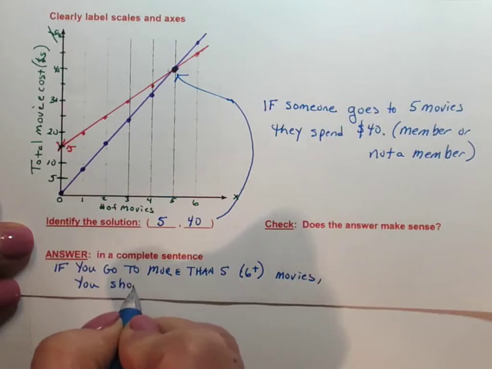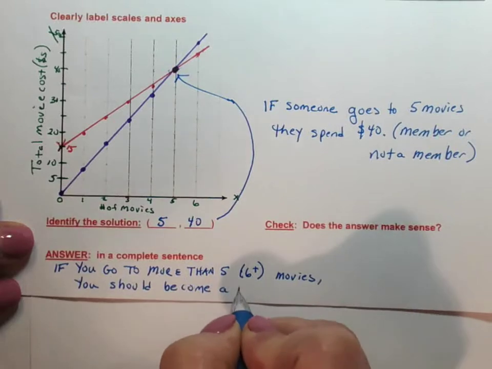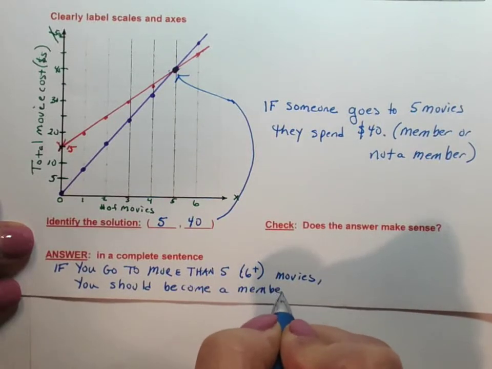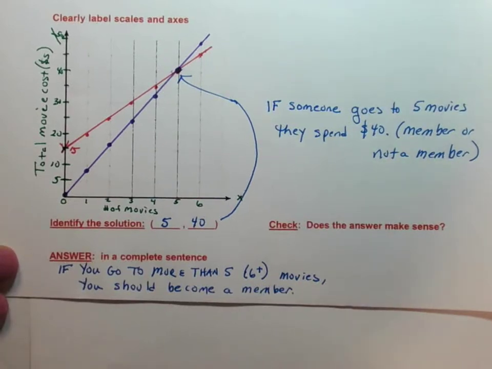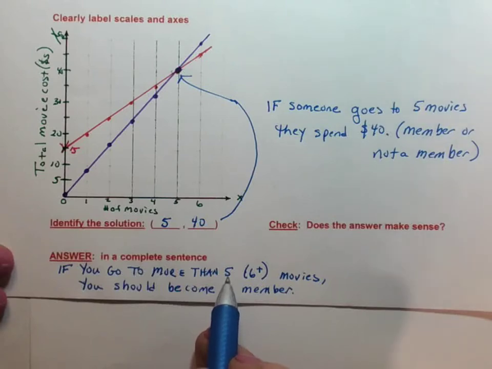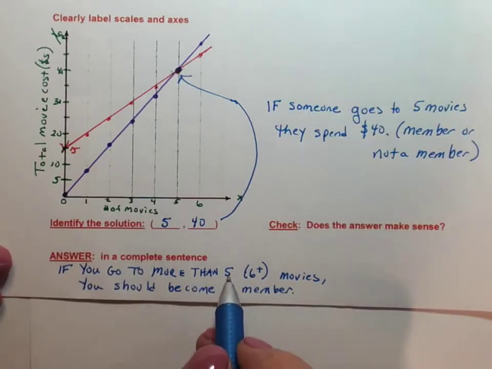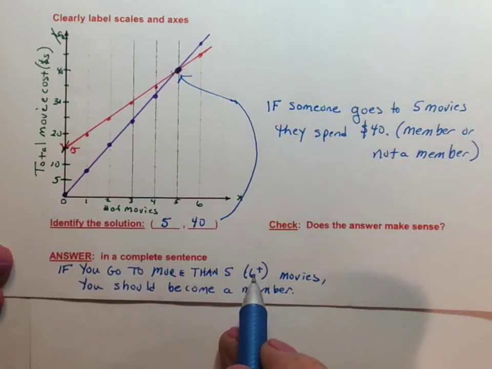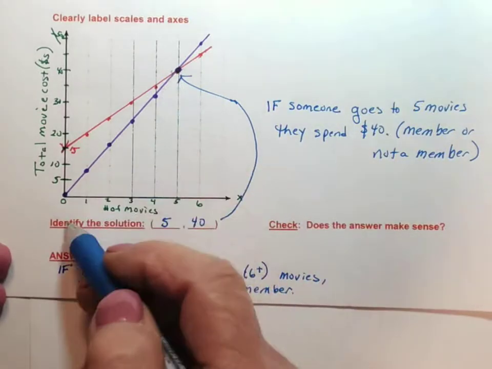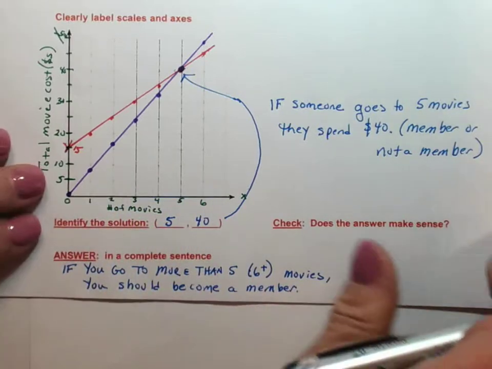you should become a member. So if you go to 5 movies, it doesn't matter if you're a member or a non-member. If you go to more than 5 movies, 6 or more, then you should become a member. It's going to be cheaper. And if you go to less than 5 movies, then you shouldn't become a member.